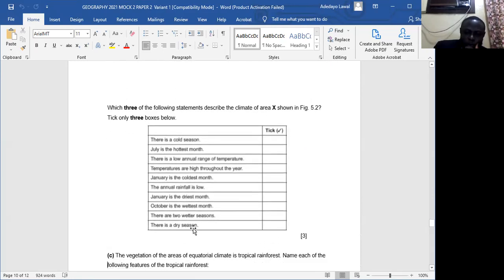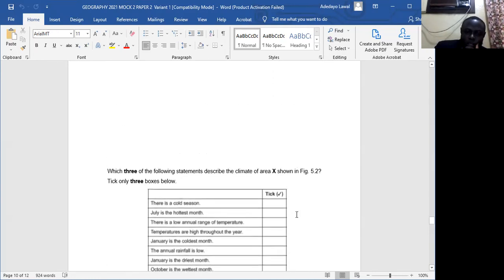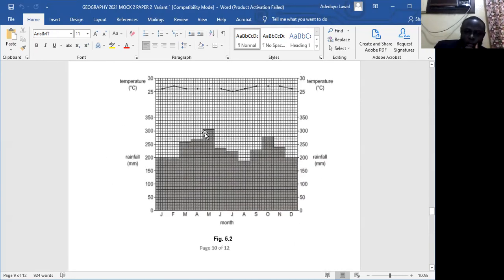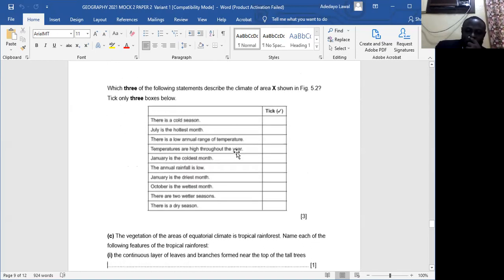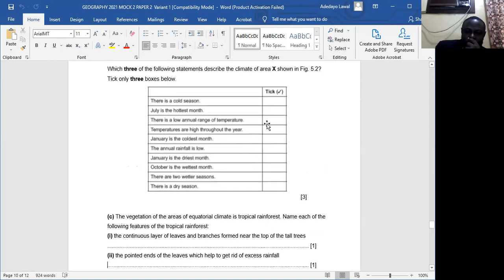So there are 2 wetter seasons. Yes. This is the third one here. So how do I know that? Look at it. The highest rain is found in May, then it drops, then it picks up again, reaches a peak here, then drops. So there are 2 peaks. That's what it means. So we have 2 wetter seasons, 2 peaks. So those are the 3 you pick: 1, 2, and 3. Okay, let me run.